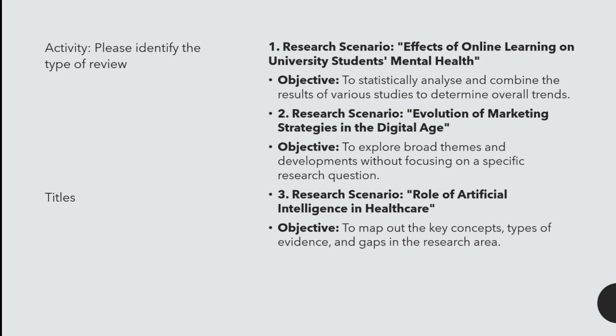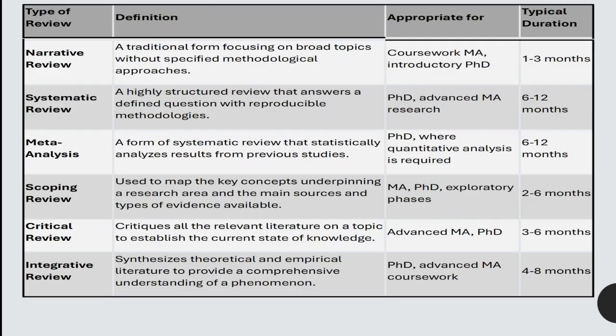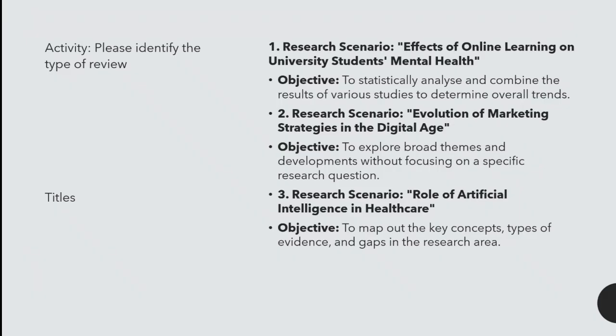Then if we go to the second research scenario, evolution of marketing strategies in the digital age, the objective is to explore broad themes and developments without focusing on a specific research question. What type of review do you think that is? So if we go back and we look at the very first type, a narrative review or just an ordinary literature review would be the answer to number 2.